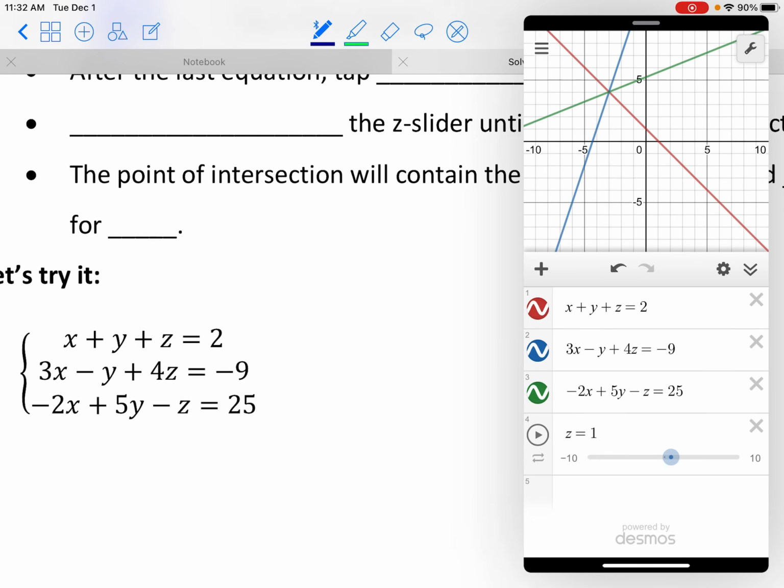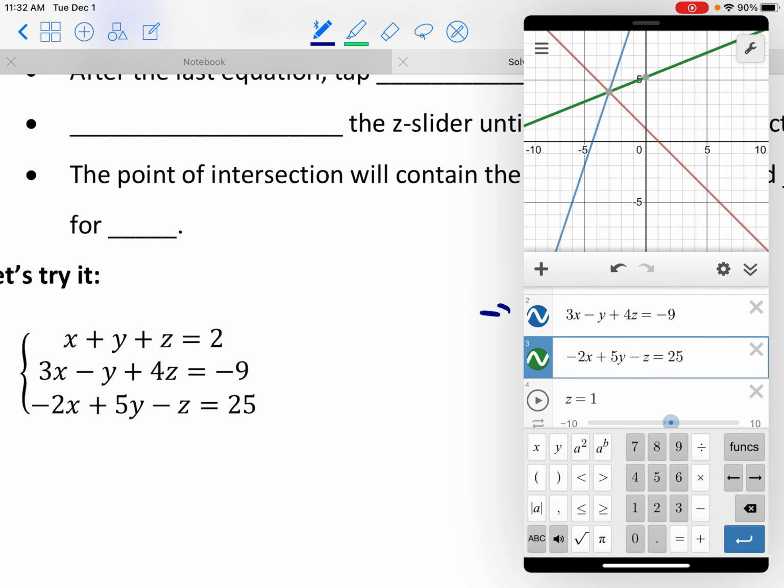If you put a constant in, let's say this equation, if you plug in 1 for z, well, what's left is 3x minus 4y plus 4 equal to negative 9. Well, technically 3x minus 4y would then equal negative 13. That's a line. So that's why the blue one shows up. That blue line now shows up because z became a constant and now it's linear.